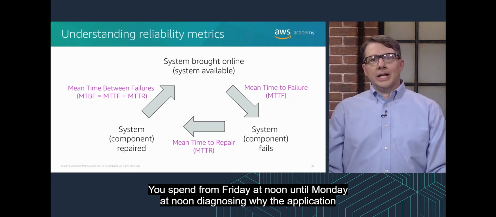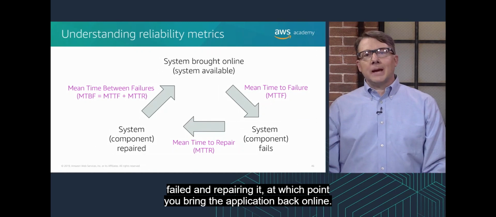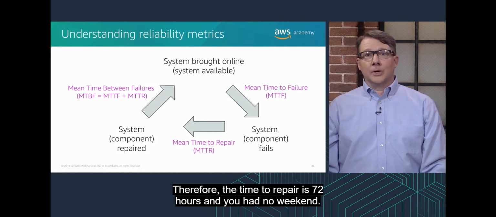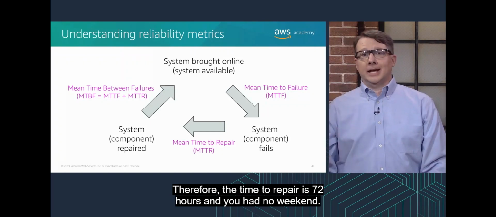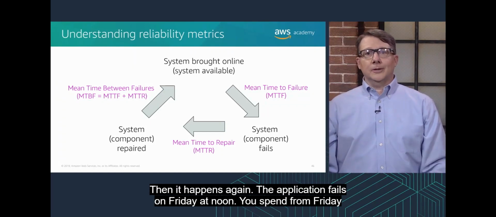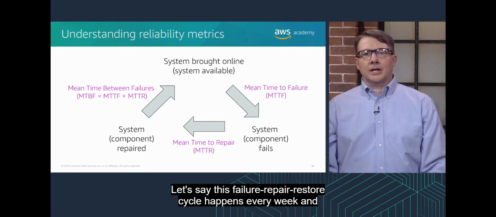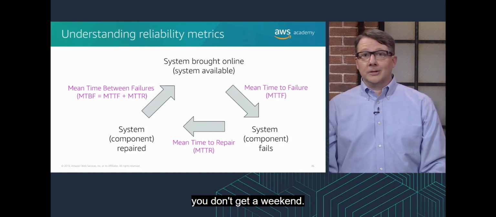You spend from Friday at noon until Monday at noon diagnosing why the application failed and repairing it, at which point you bring the application back online. Therefore, the time to repair is 72 hours, and you had no weekend. Then it happens again. The application fails on Friday at noon. You spend from Friday at noon until Monday at noon repairing it, and you bring it online Monday at noon. Let's say this failure, repair, restore cycle happens every week, and you don't get a weekend.